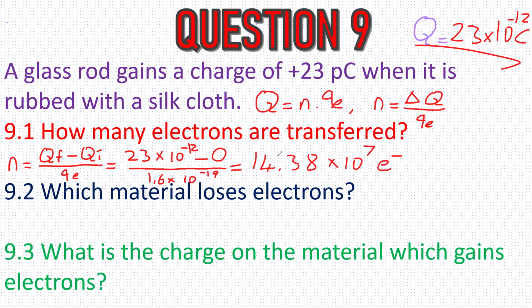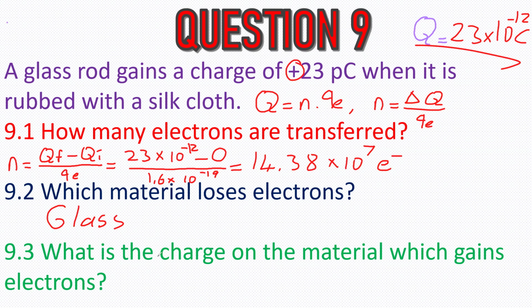How many electrons transfer? We are calculating like this: Q final minus Q initial over Q e. Which one loses electrons? Of course, plus. Why? Because it is getting positively charged. What we said, any neutral object losing electrons gets positively charged. As you see, it is positively charged, so it means the glass is losing electrons.